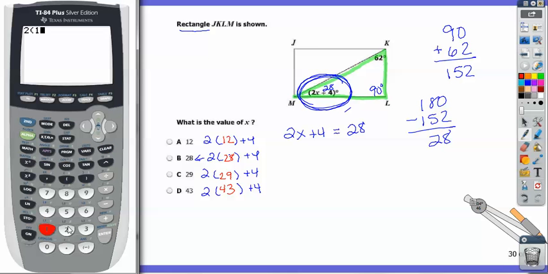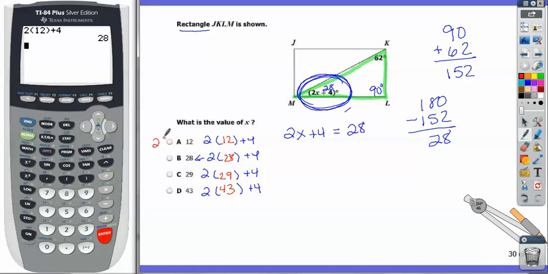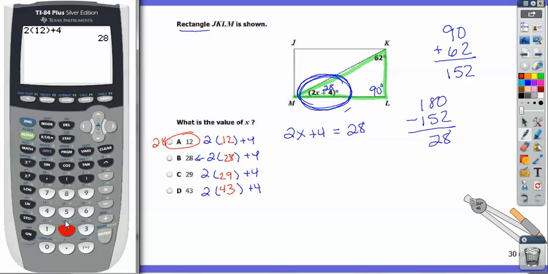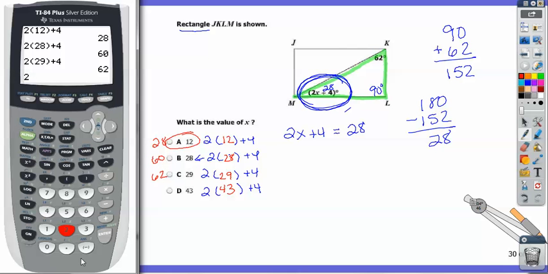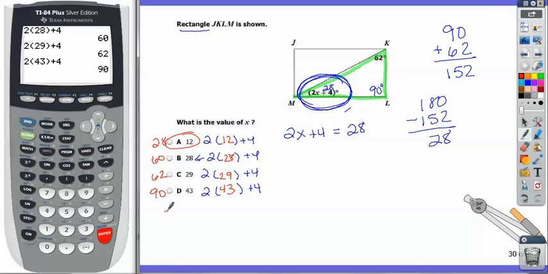2 times 12 plus 4. I get 28. That looks like what I'm looking for. That's my answer. Just in case, 2 times 28 plus 4 is 60. That's too big. 2 times 29 plus 4 is 62. 2 times 43 plus 4 is 90. So A is my answer, but I can use my choices and I don't have to solve this.